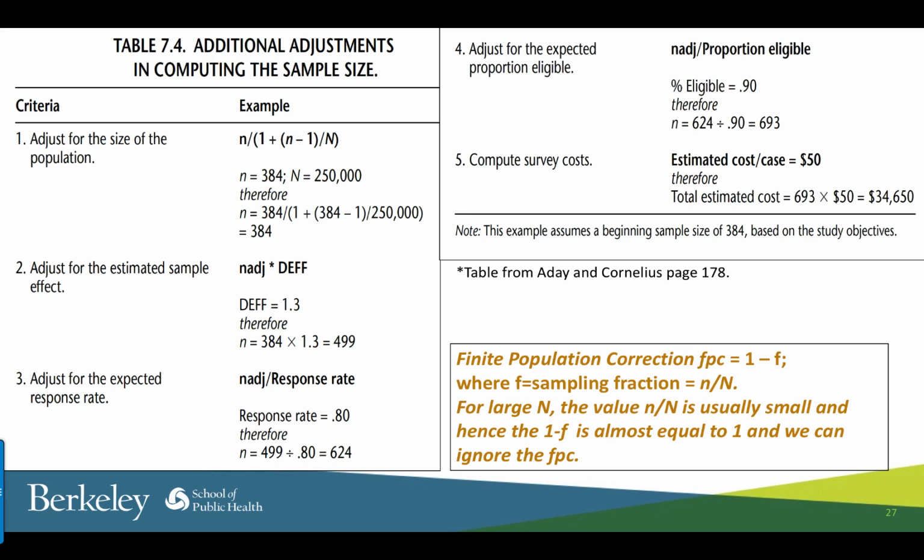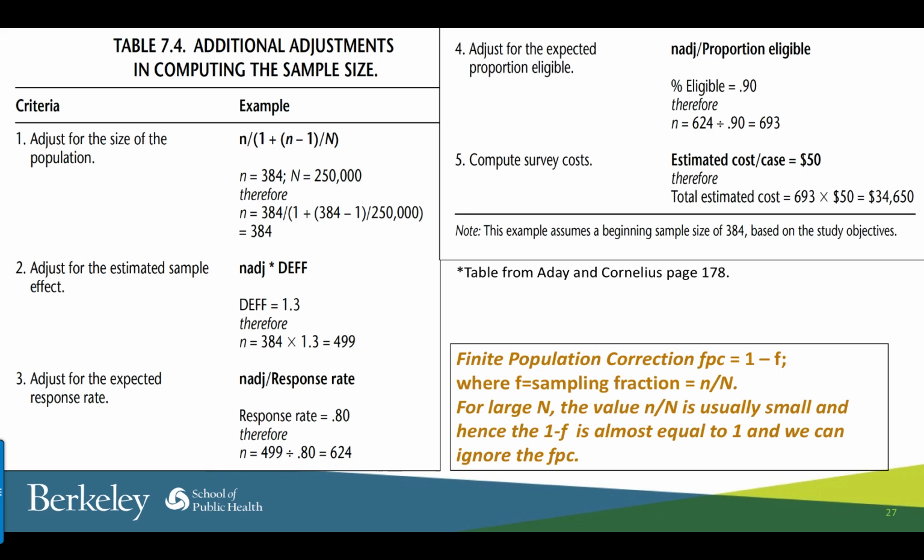Third, you need to adjust for response rate. This is really more intuitive and straightforward. If the response rate is expected to be poor in your survey, then we will need to adjust for it by increasing our sample. And we do that by dividing the sample size by the response rate, as you can see here. So in this example, after adjusting for design effect and response rate, your new sample is now 624.